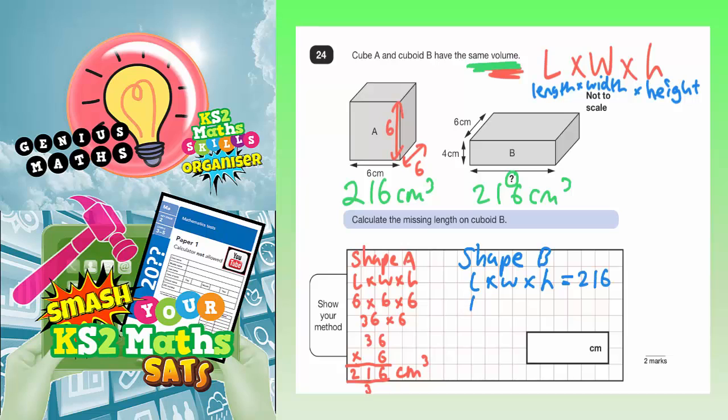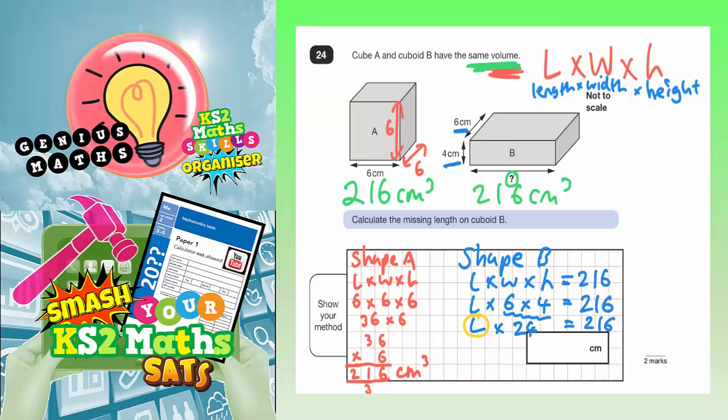So we don't know what the length is, but what we do know is that the width and height are 6 and 4. So L times 6 times 4, if we just replace the width and height with this 6 and this 4, must be equal to 216, because it's got the same volume as the cube, which is 216. Now we can do the logical thing on the next line of timesing the 6 by 4, which is 24. So instead of writing L times 6 times 4, we can write L times 24 is equal to 216. So let's just think about what we've got now. So we've basically got L, which is the mystery length, times by 24 is 216.